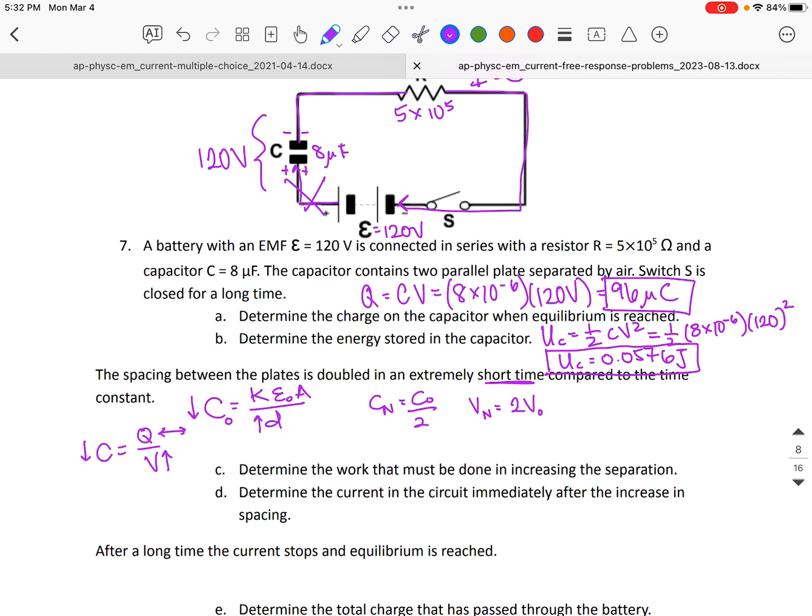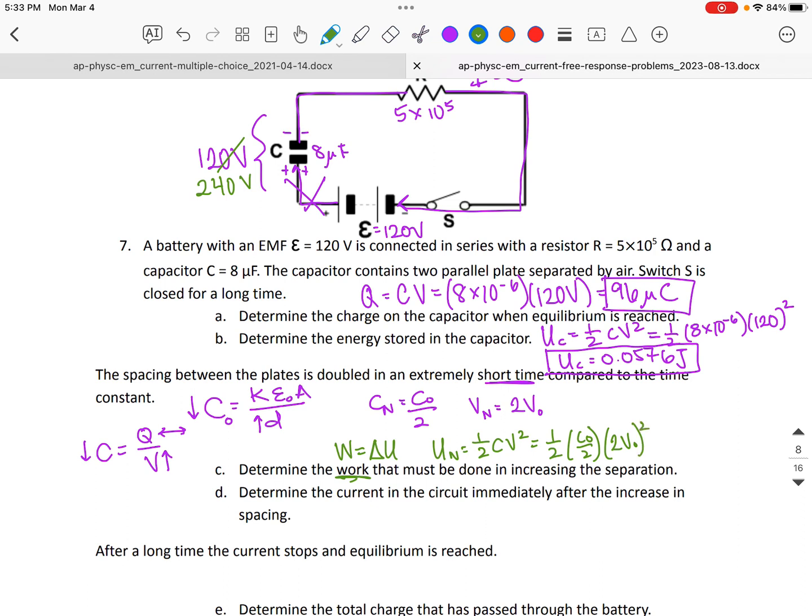Now, what does that give us? My new voltage here is not 120, but it is 240 volts. So what we are determining is the work. Work is equal to change in energy. So first thing we want to do is figure out our new energy equation. U new is 1/2 CV squared. 1/2, the new capacitance is C naught over 2, and the voltage is 2 times V naught, squared.